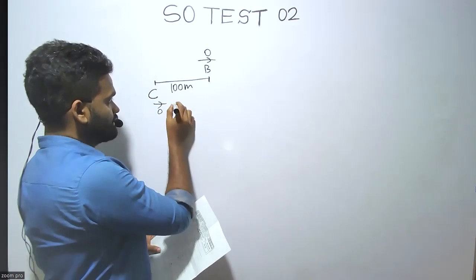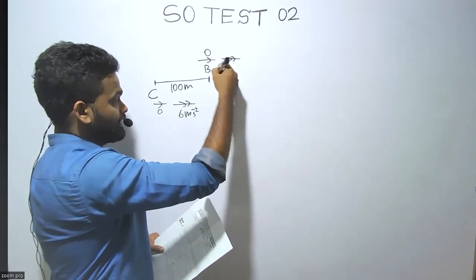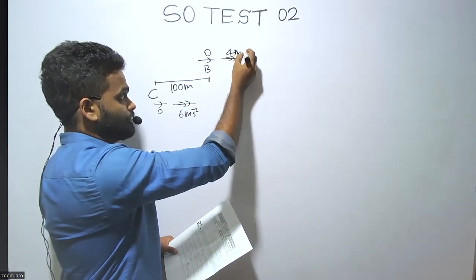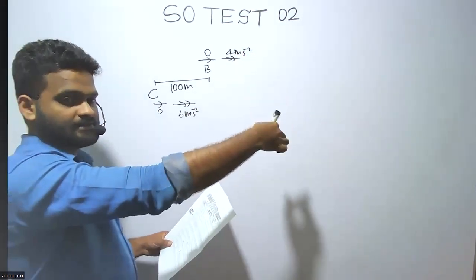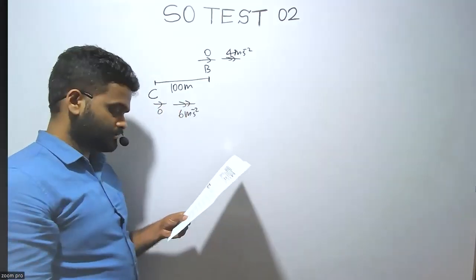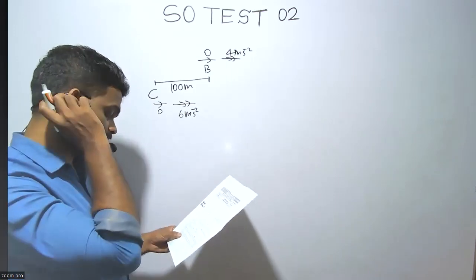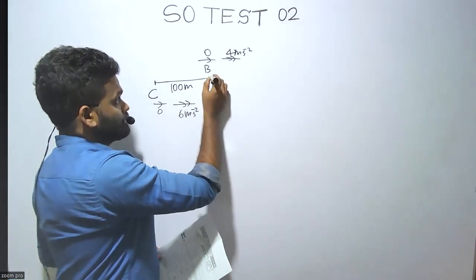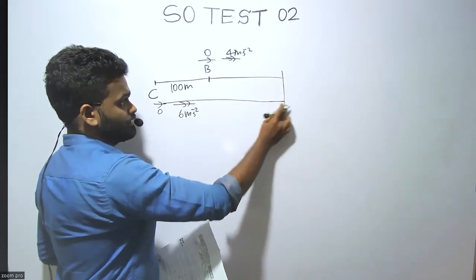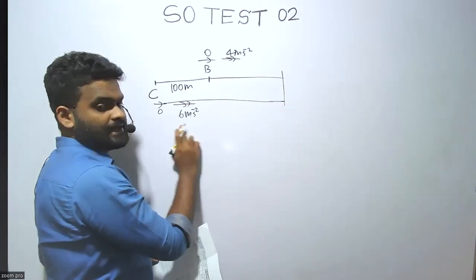The car has an acceleration of 6 meters per square second. The bus has an acceleration of 4 meters per square second. So the bus is 100 meters in front, but the car has a higher acceleration. What they ask is the time required for the car to pass the bus. So the bus is moving like this. The car starts to move. And somewhere here, the car can pass the bus because it has a higher acceleration, right?